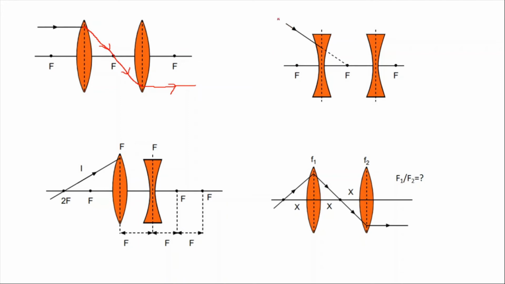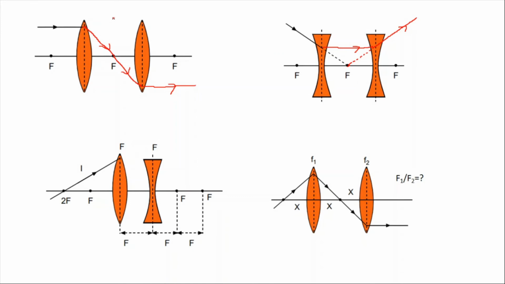Now let's look at this one. A light ray aiming at the focal point. It is moving toward the focal point, but it will refract parallel to the principal axis. Remember our ray diagrams. Now a parallel light ray to this lens is going to refract such that its extension will pass through the focal point.